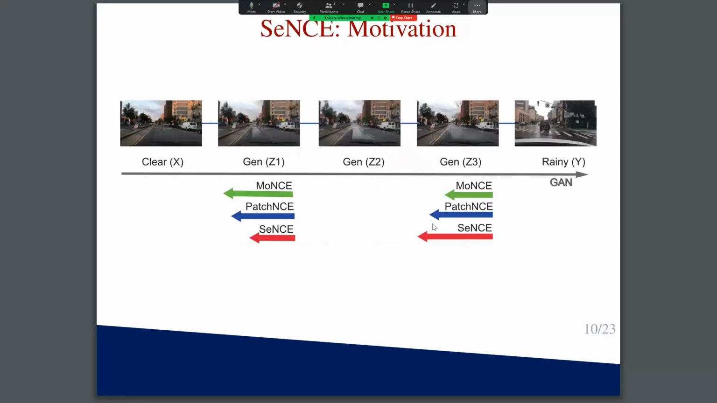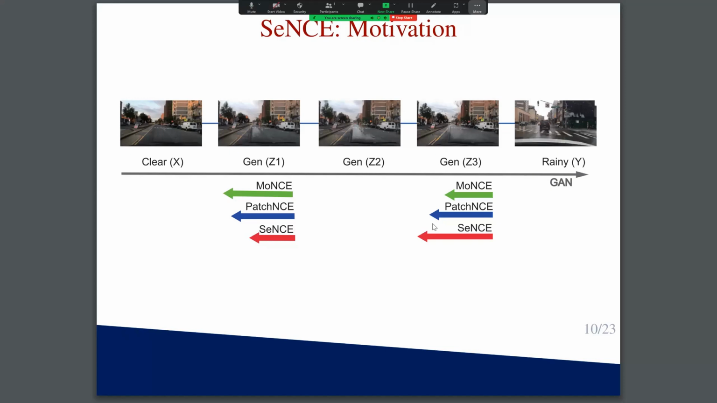Now, having finished the TPS loss, let's move on to the second contribution, which is called SeNCE. Our idea in this regeneration is to generate some rain effects upon the clear image. But due to the instability of GAN training, usually we end up at the position of Z1, where we have insufficient rain, or sometimes we end at Z3, where we have an excessive amount of rain. As we can see here, Z1 or Z3 is not as realistic as Z2.